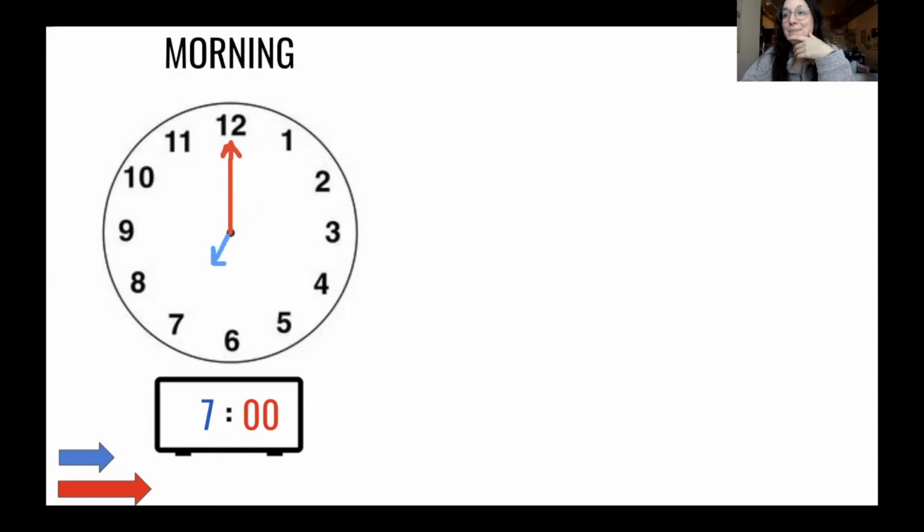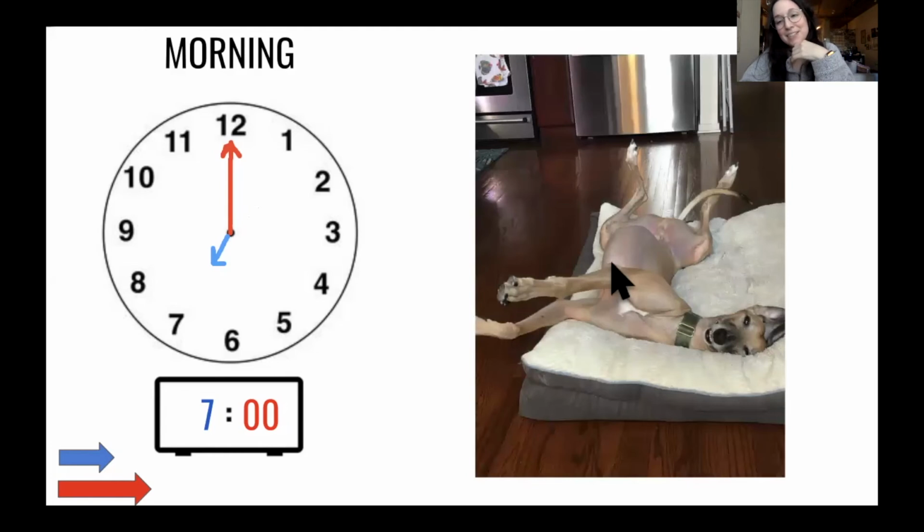Now let's take a look at what Bobby was doing at 7:00. Bobby was still sleeping. At 7:00 this morning, Bobby was passed out on his little dog bed. This is how he sleeps. He is a weirdo. Let's go ahead and check out this afternoon clock.